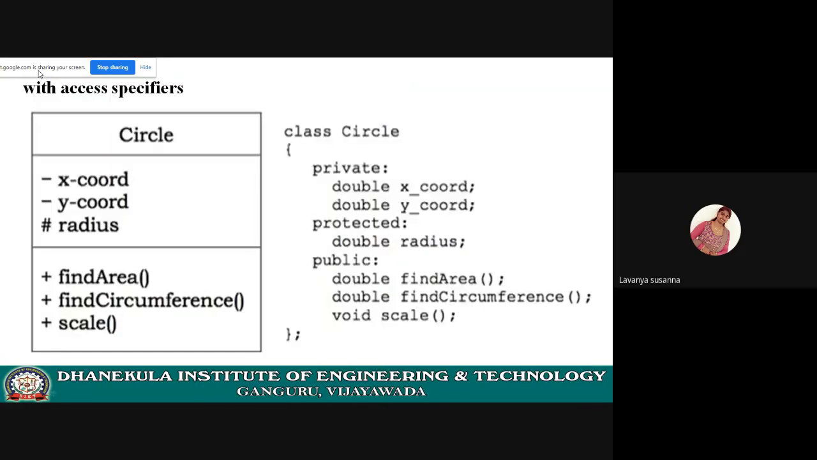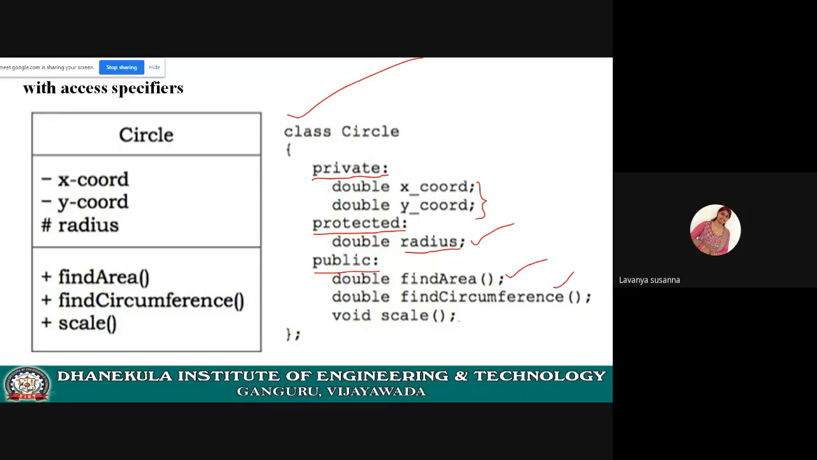Next, with access specifiers. Let us see with access specifiers. This is a class. See here, class circle. See the right side one. Class name. See here, access specifier, private. The x coordinate is private and the y coordinate is private, and protected. See another access specifier, the radius variable. This is the protected one, and these two are private ones. And see the public. In public, you have declared the methods.